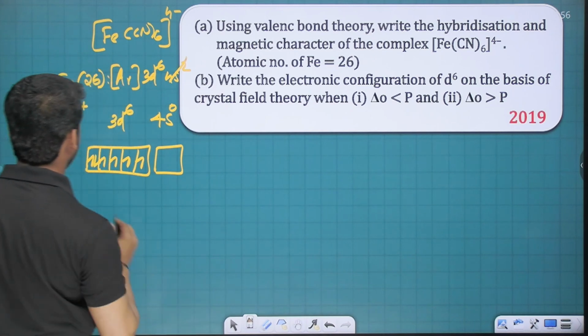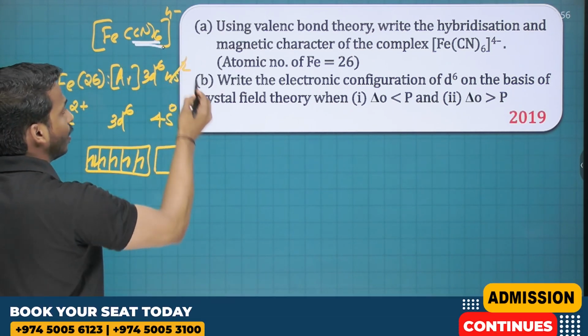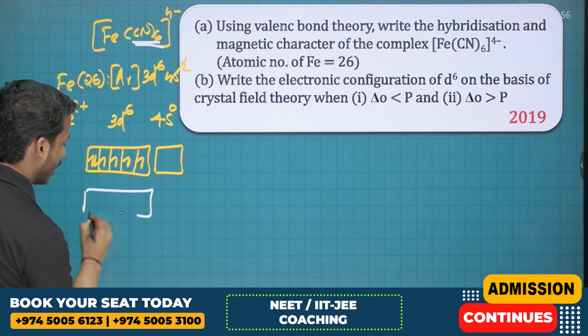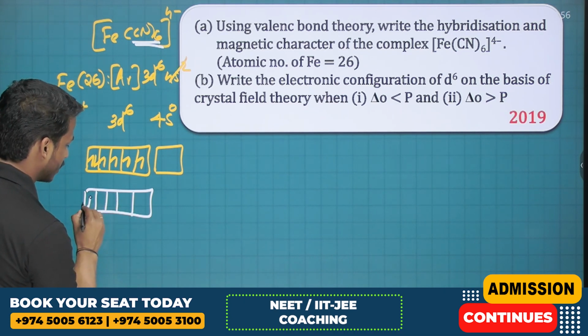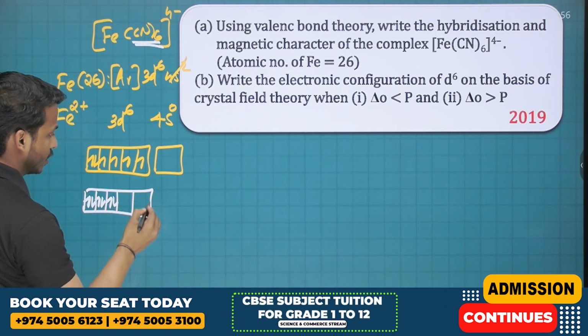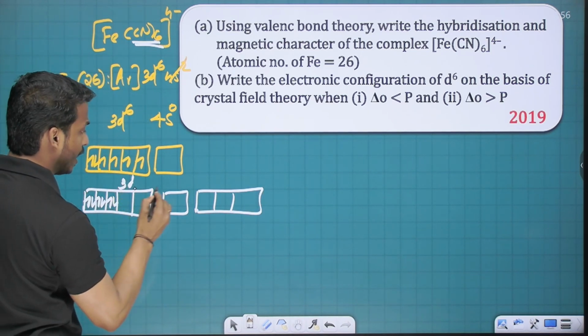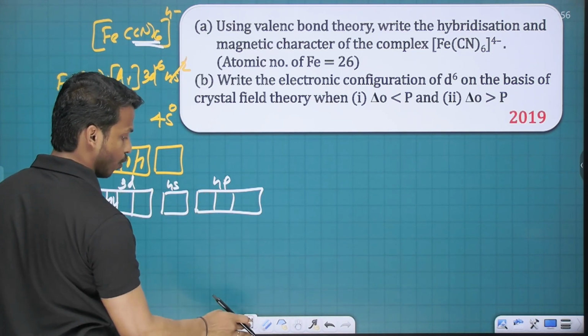After that, what is step 3? Step 3, identify the ligand. Here cyanide is a strong ligand. So 6 electrons get paired. After pairing, how do the 6 electrons exist? 2, 4, 6. And 4s is free now. Even 4p is also free now. This is 3d, this is 4s, this is 4p.